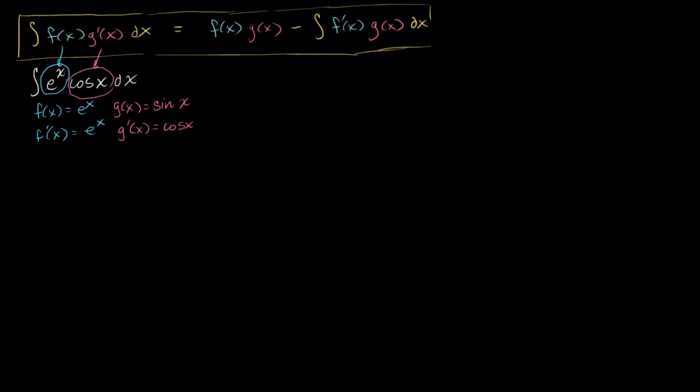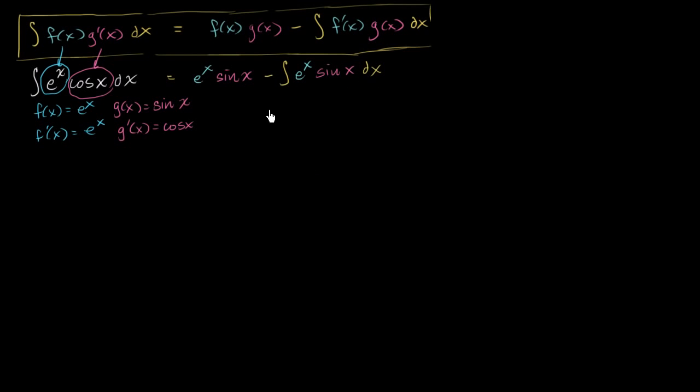So now let's apply integration by parts. This thing is going to be equal to f of x times g of x, which is e to the x times sine of x, minus the antiderivative of f prime of x, which is e to the x, times g of x, which is once again sine of x, dx.